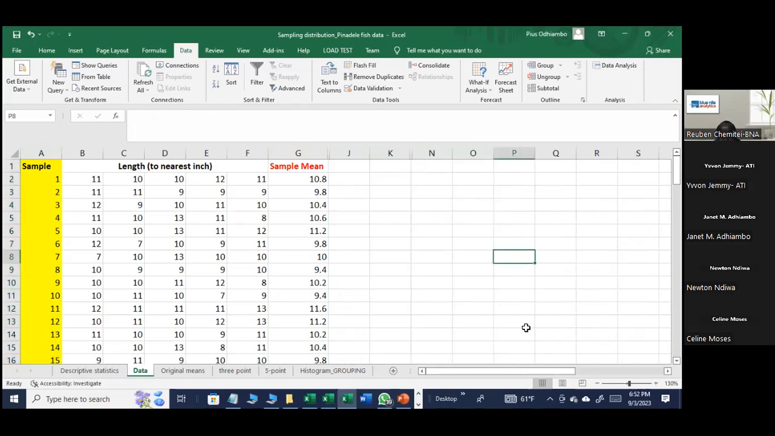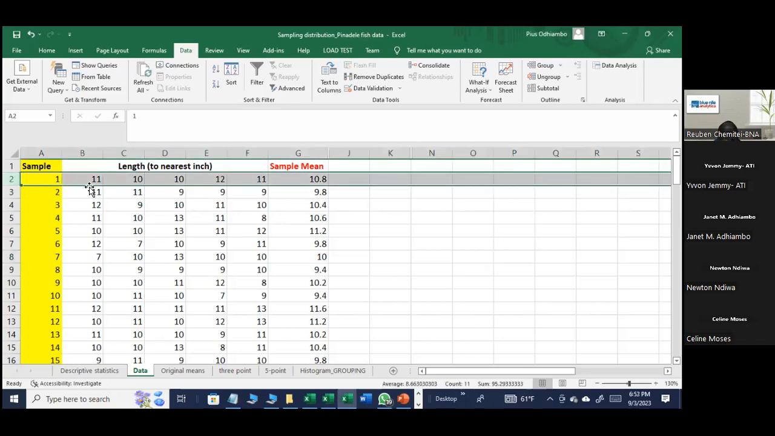Now, this data set here is a research. This one is a research. This is the length of fish. Okay. Now you can see the first sample.